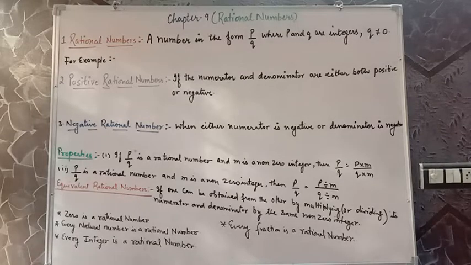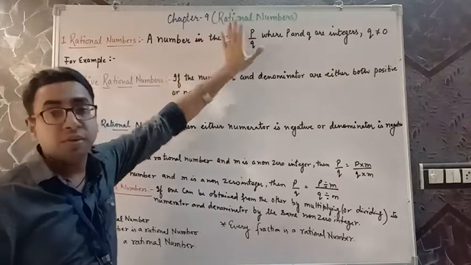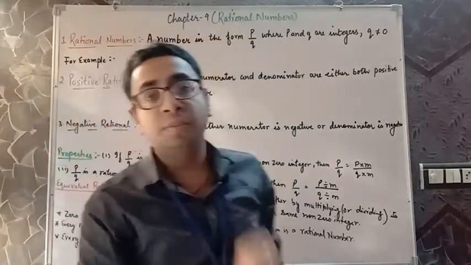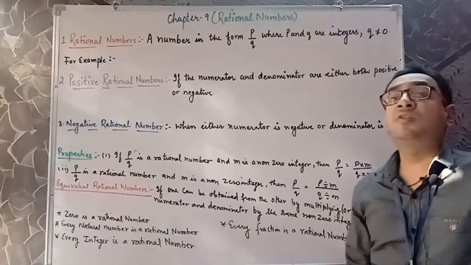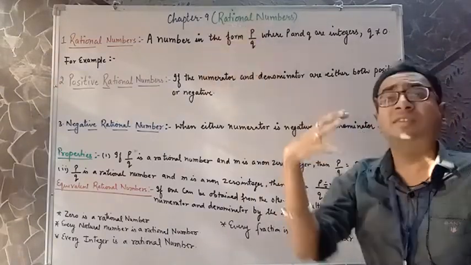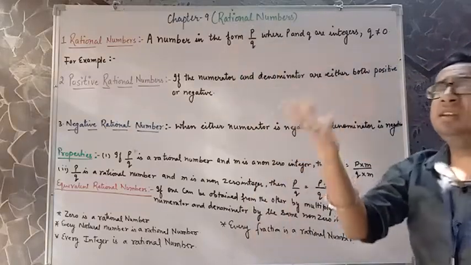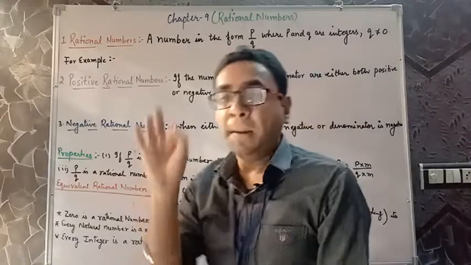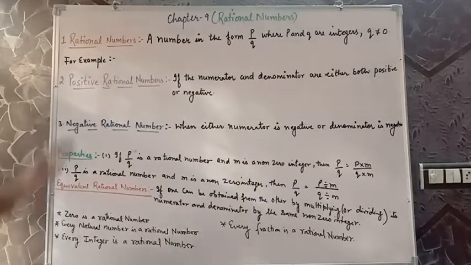Till now, we have covered chapters 1 to 8 in maths. The next chapter that we are going to start with is chapter 9, that is rational numbers. What are rational numbers? We discussed the second chapter, which was fractions. There is a very minute difference between rational numbers and fractions. Rational numbers are fractions only, but with a very minute difference. Let's see what that difference is.